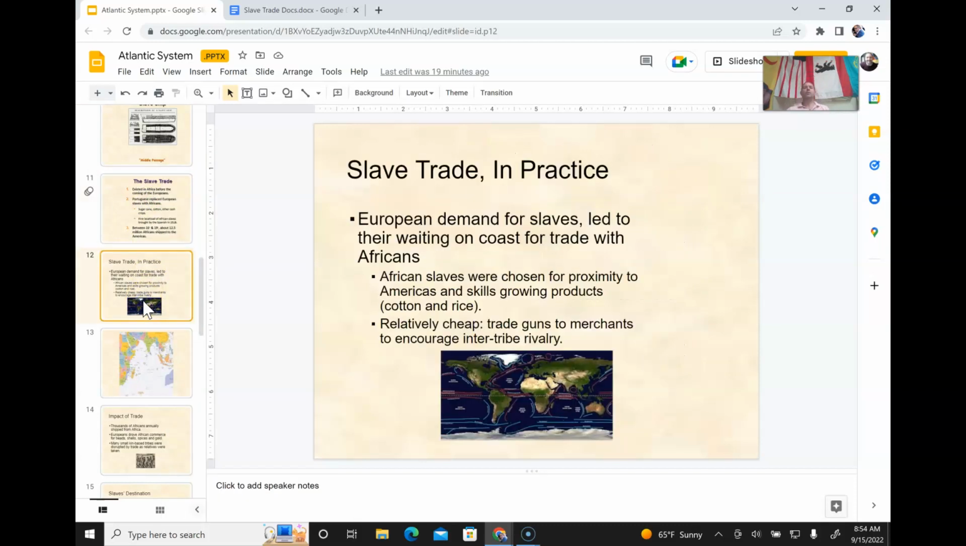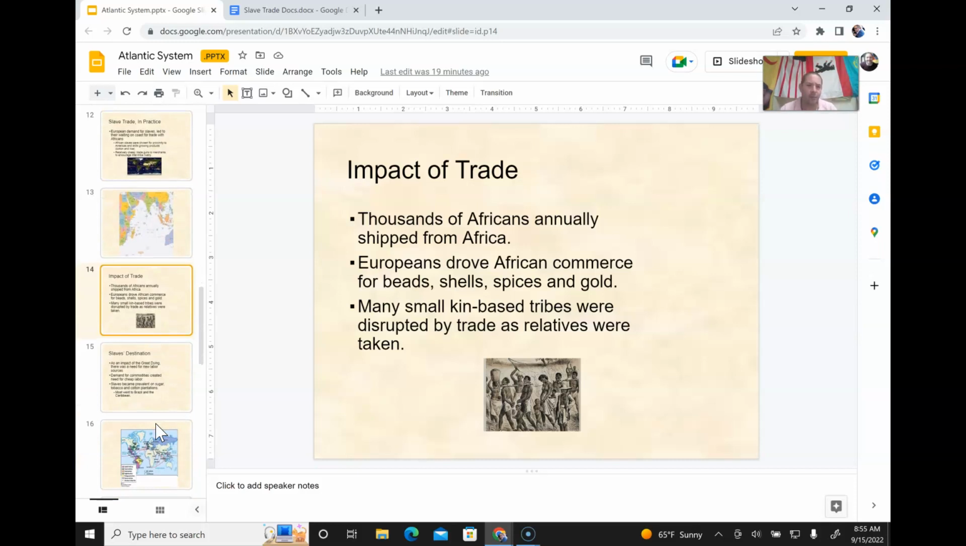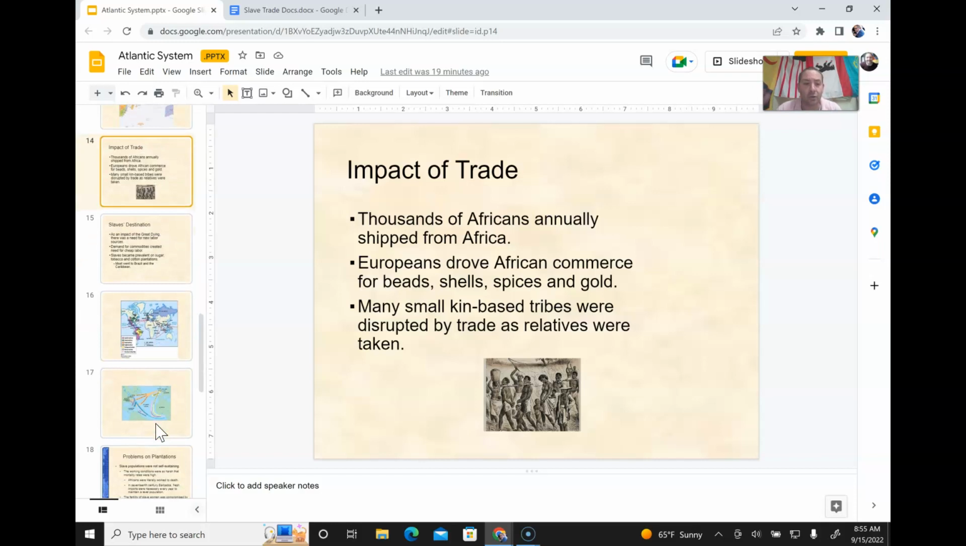Okay, so when we talk about the slave trade, it's important to talk about the hundreds of thousands of people who are traded annually across the Atlantic Ocean. And the impact in Africa is huge. As Europeans are demanding larger numbers of African slaves, there are people within Africa who take it upon themselves to negotiate and deal with Europeans. So you might ask yourself, why would they do that? In a lot of ways, it's self-preservation.